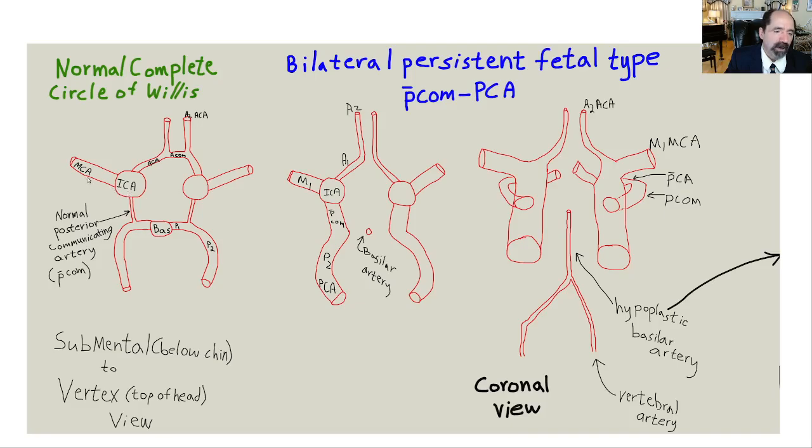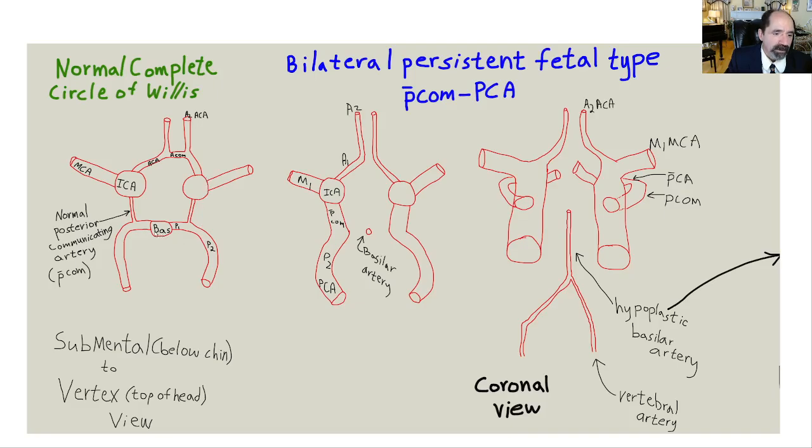MCA is middle cerebral artery. ACA is anterior cerebral artery. ACOM is anterior communicating artery. Here's the A2 ACA. And by the way, understanding what I'm about to tell you is going to help you not have a stroke. And there's a very good reason why I'm showing you these cases. Once you get this, you'll radically lower your risk of having a stroke because you'll understand what it's about.